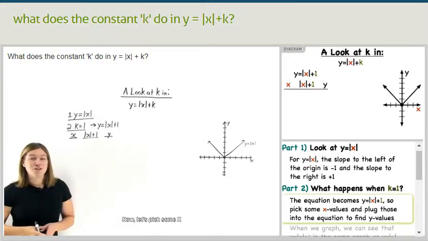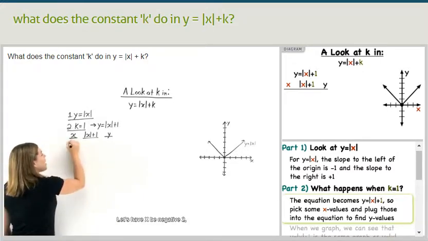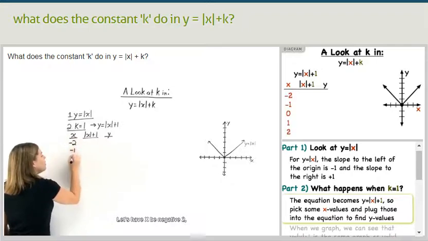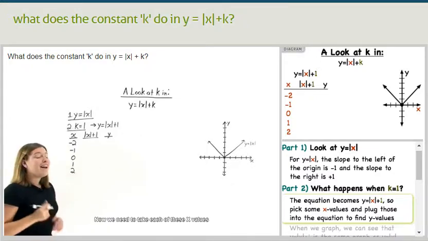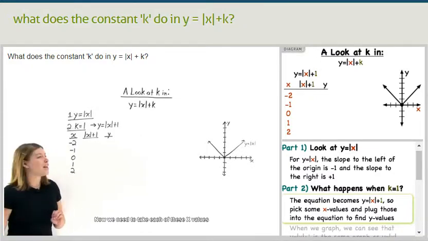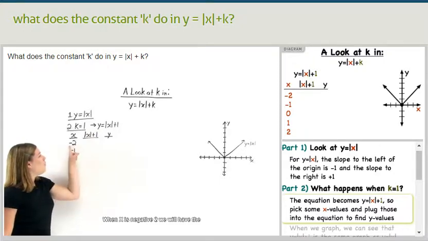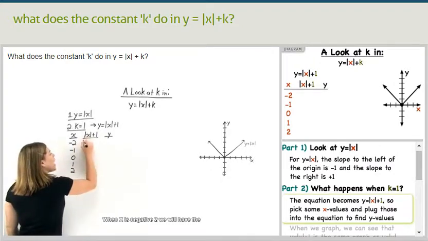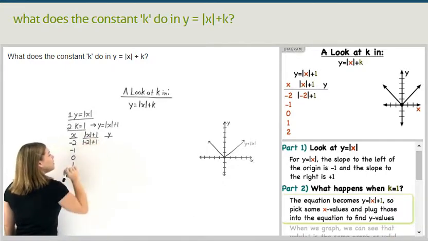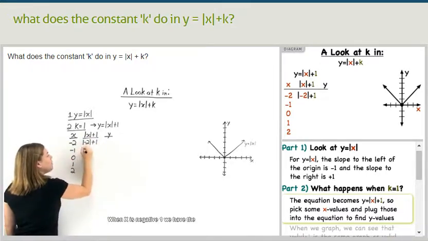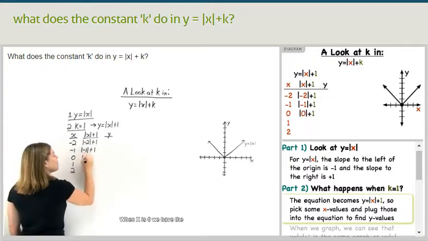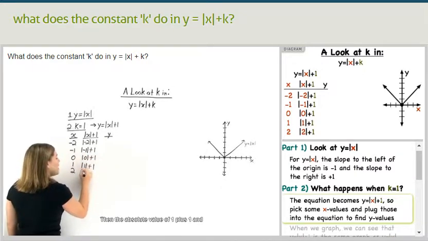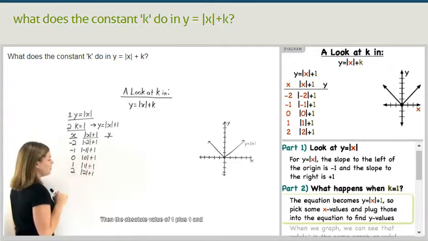Now let's pick some x values to use in this table. Let's have x be -2, -1, 0, 1, and 2. Perfect! Now we need to take each of these x values individually and plug them into our equation. When x is -2, we will have the absolute value of -2 plus 1. When x is -1, we have the absolute value of -1 plus 1. When x is 0, we have the absolute value of 0 plus 1. Then the absolute value of 1 plus 1, and the absolute value of 2 plus 1.